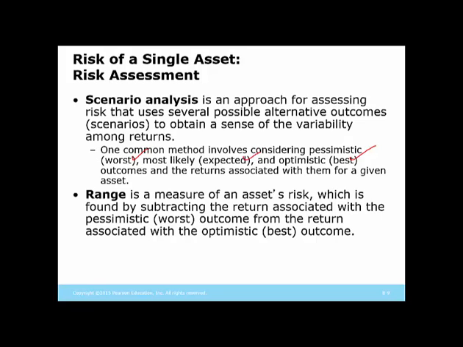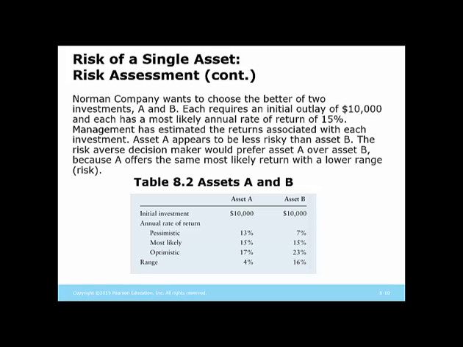Now the range is a very simple measure of risk where you just take the worst outcome and subtract it from the best outcome. Essentially it's measuring a distance, if you will. Unfortunately, the range doesn't give us any real feel for how likely this range is going to happen, or how likely the worst and best things are going to happen to us. So the scenario analysis allows us to adapt this probability of occurrence.